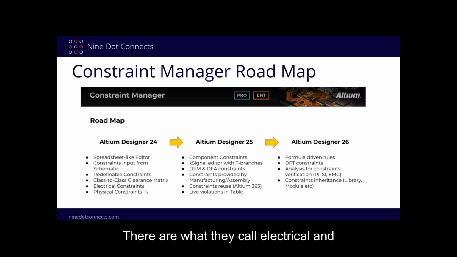There are what they call electrical and physical constraints. I'll talk about those in a few minutes. So what is it missing? What are they going to do going forward? Right now, there is no way of doing any type of component constraints. Everything you'll see is based off the nets. So in 25, they'll allow you to actually apply things to the components.